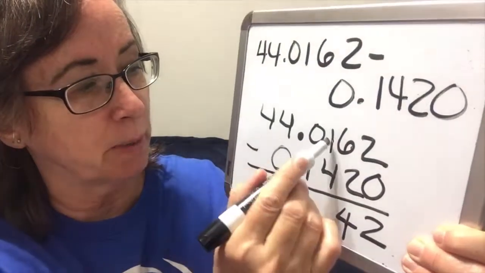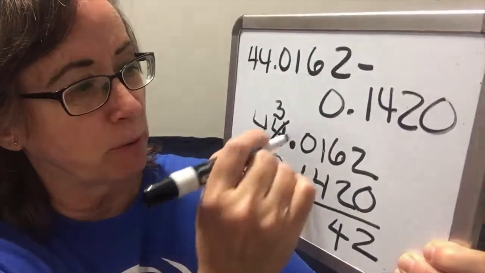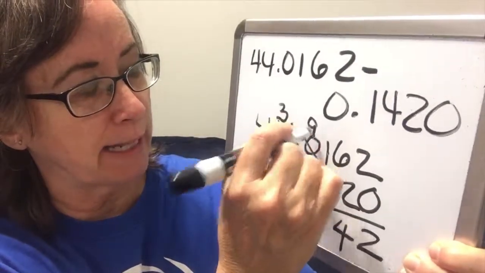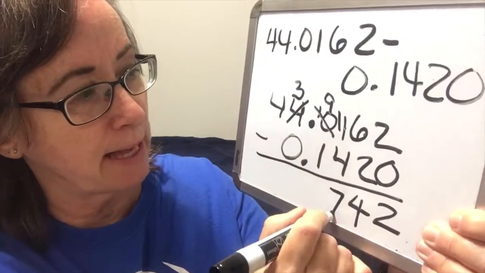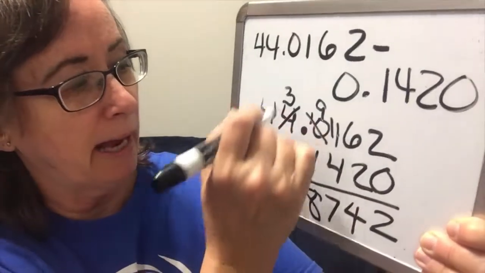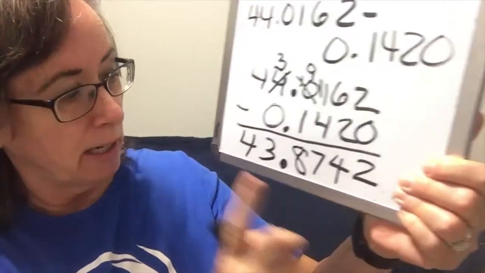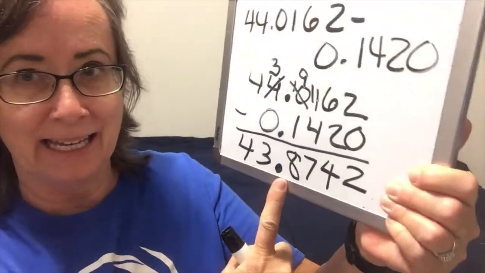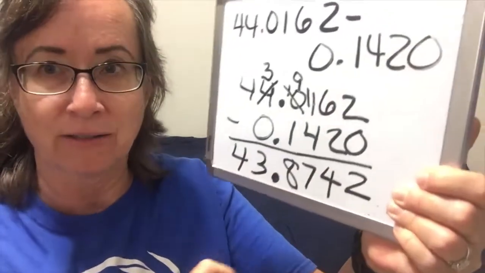we're going to have to borrow, but notice we have to go way over here and borrow from the 4, make that a 10, cross that out, make that a 9. Now we have an 11. 11 take away 4 is 7, 9 take away 1 is 8. There's my decimal, and then a 3 and a 4. So we would read that answer as 43 and 8,742 10,000ths.